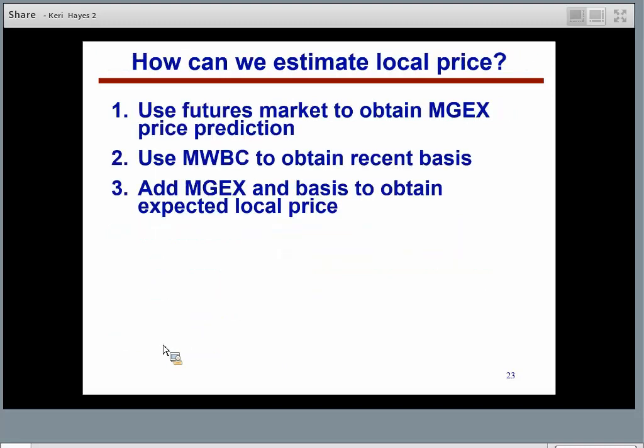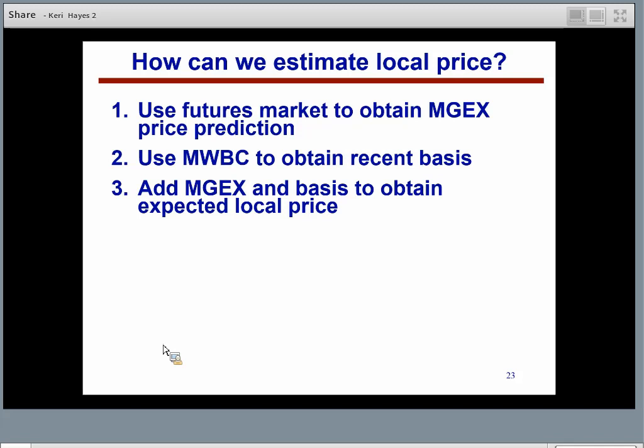So how can we estimate? So again, if you're planting the seed and you're trying to figure out, okay, how do I predict the local price that I'm going to get? You can use the futures market to obtain the MGX price prediction. You can obtain some information on recent basis, and then you can add those two together.